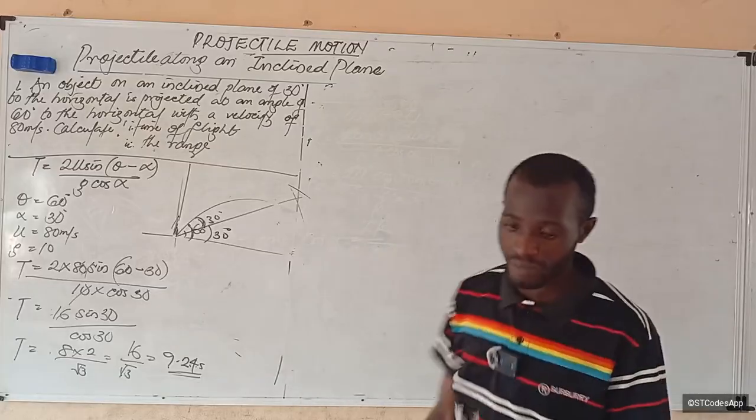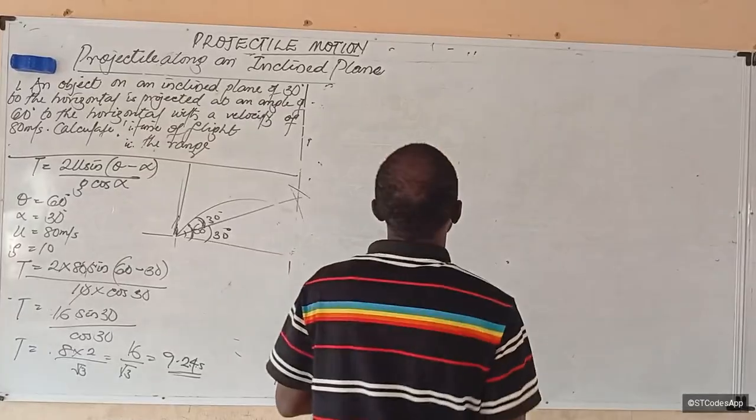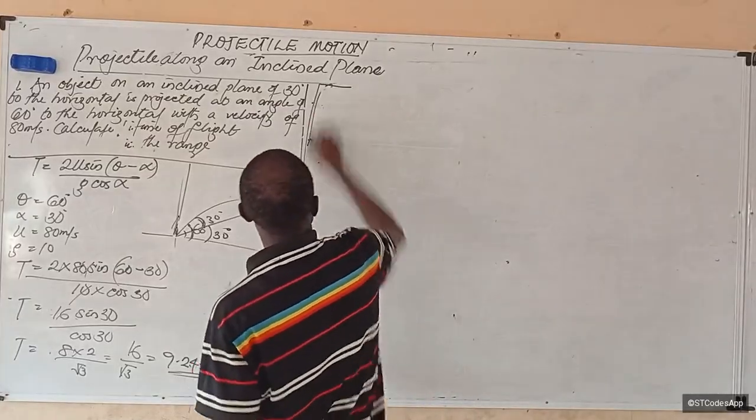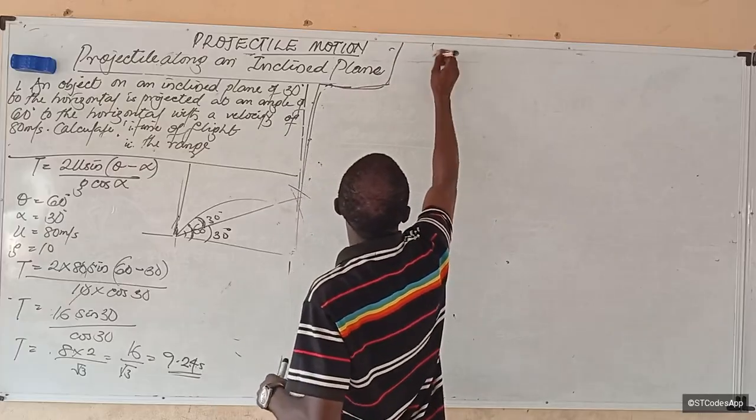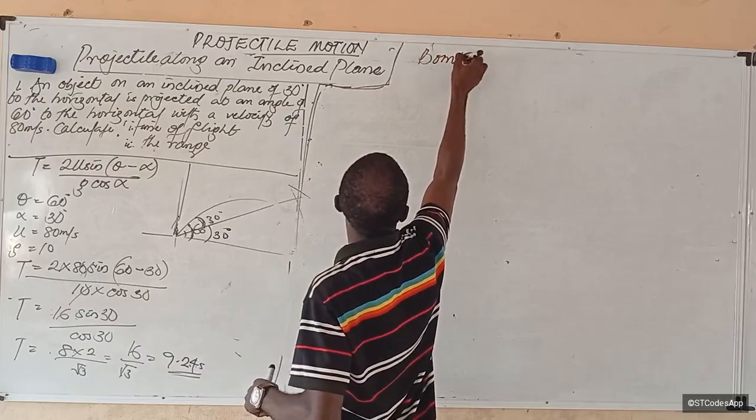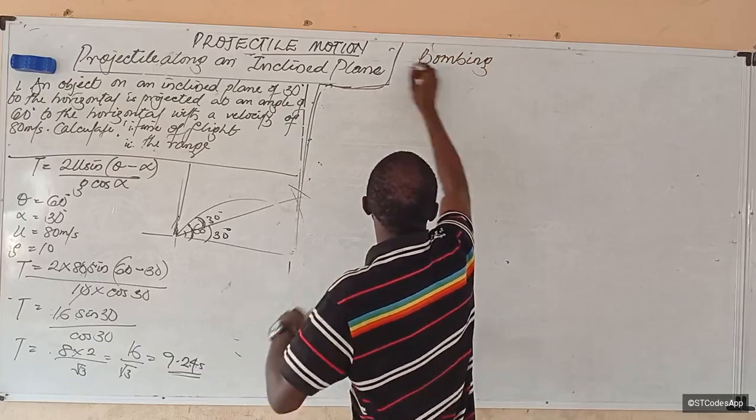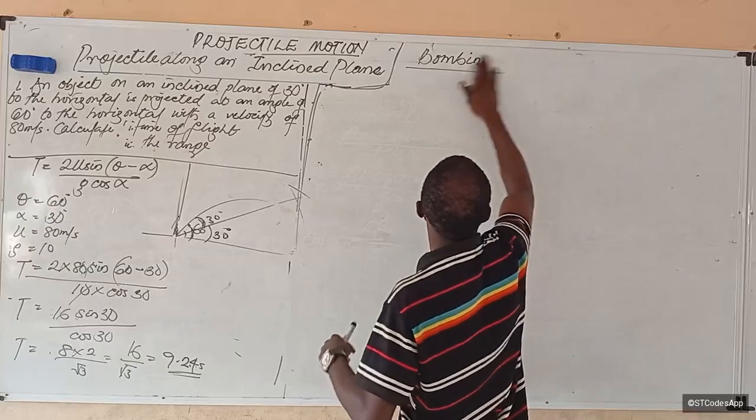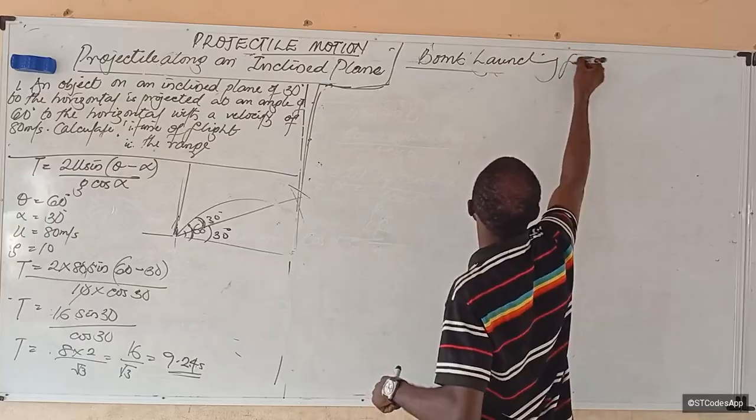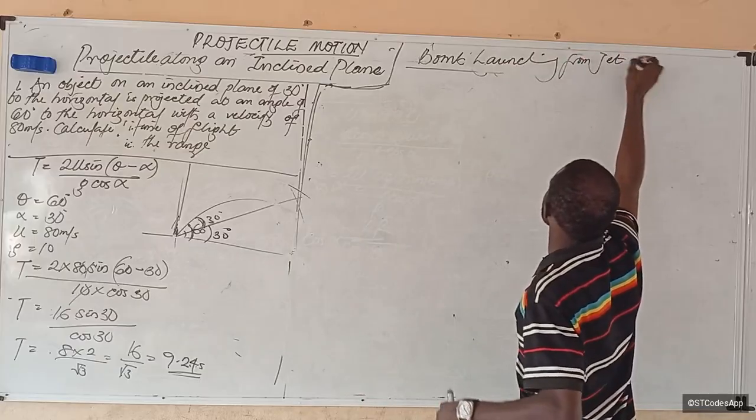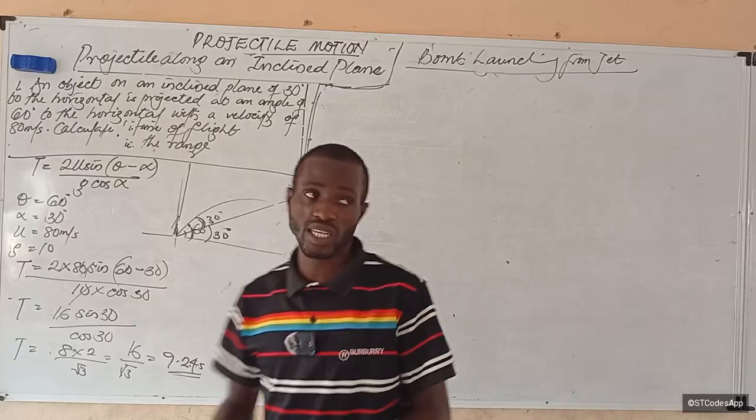So make sure you are writing, okay? Bombing by a bomber. That is launching of bombs, bomb launching from a jet. So that's another type of projectile.